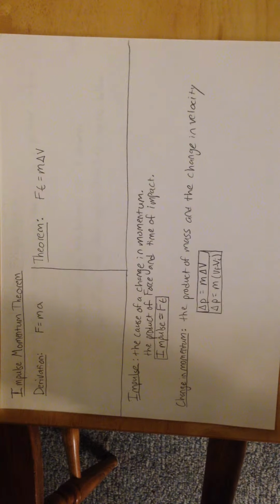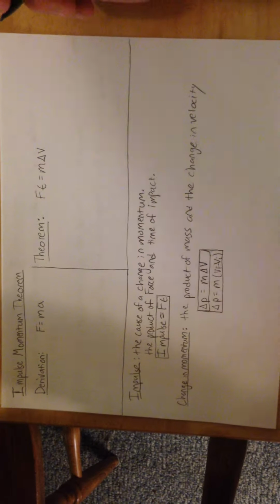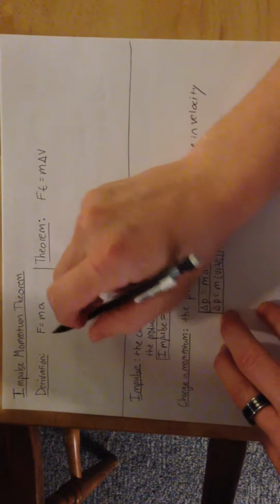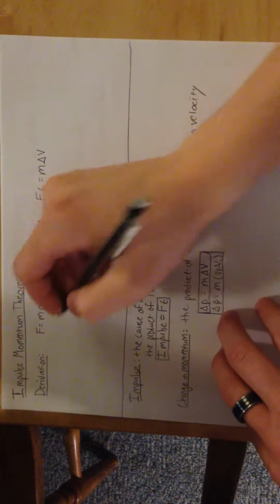Hey guys, these are your notes on the impulse momentum theorem. We're just going to derive it, and then we're going to explain all the variables in it. So deriving it starts with Newton's second law up here. I'm just going to write F equals ma for that.